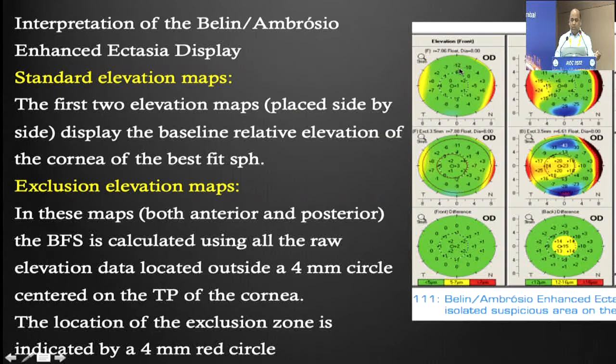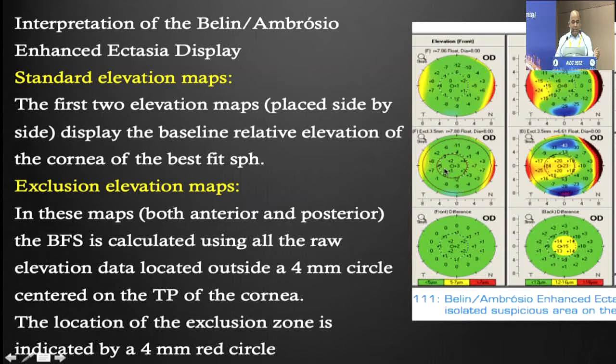So these are the maps in the BAD scan. First is the elevation front and second is the elevation back map. So how to interpret them? The standard elevation map, the first 2 elevation maps placed side by side, display the baseline relative elevation of the cornea from the best fit sphere.